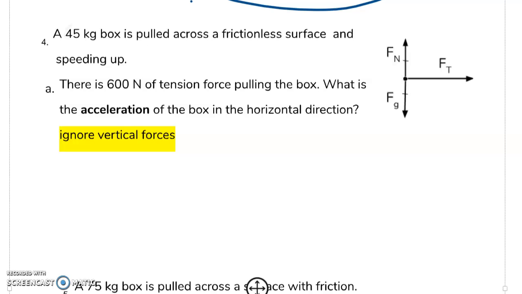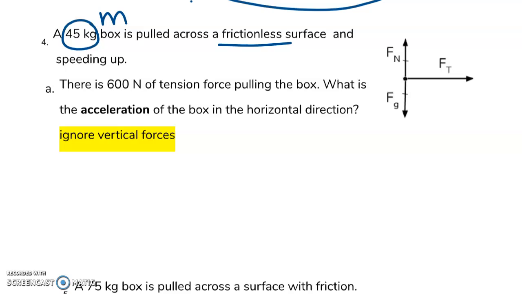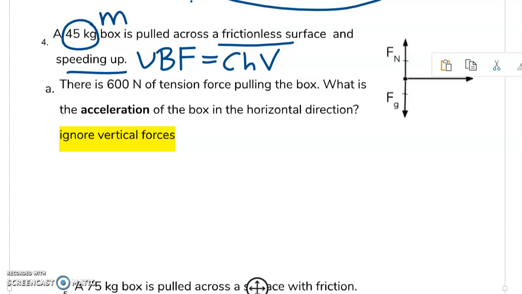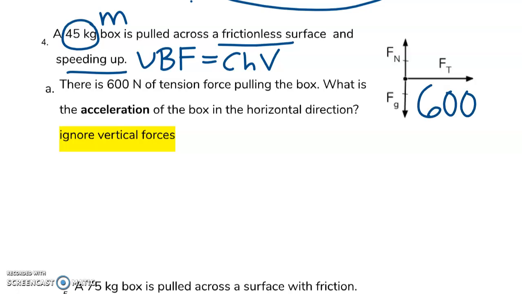I start off by reading the problem, and it says there's a 45 kilogram box that's pulled across a frictionless surface and speeding up. The speeding up part tells me that the forces are unbalanced, so it has changing velocity. These letters help remind me how Newton's first law applies. If something's speeding up, then it's changing velocity, so unbalanced forces. Part A says there's 600 newtons of tension force. I could even add that to the diagram. There's 600 pulling to the right. What is the acceleration of the box?